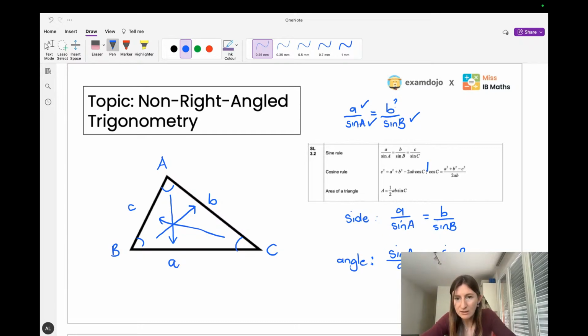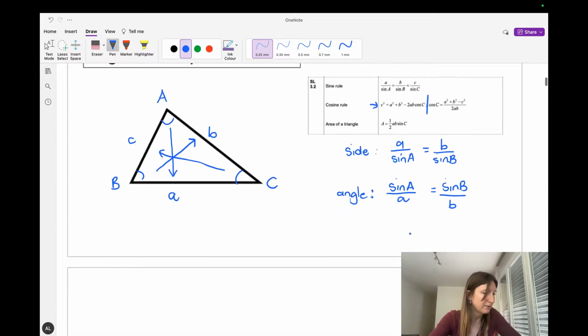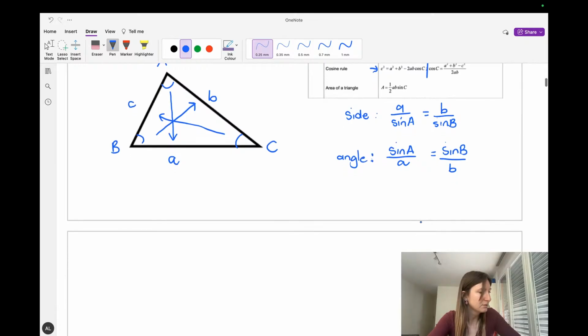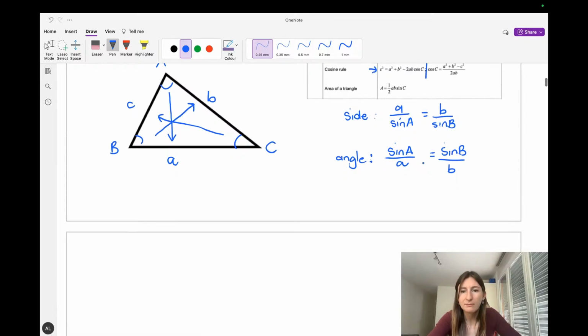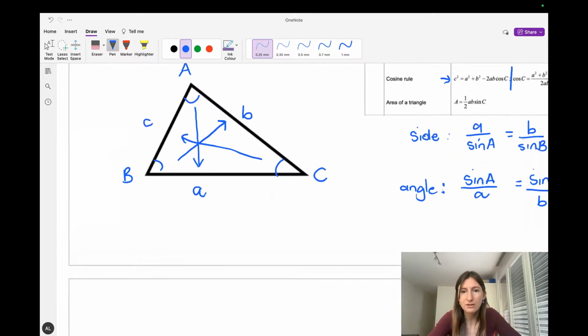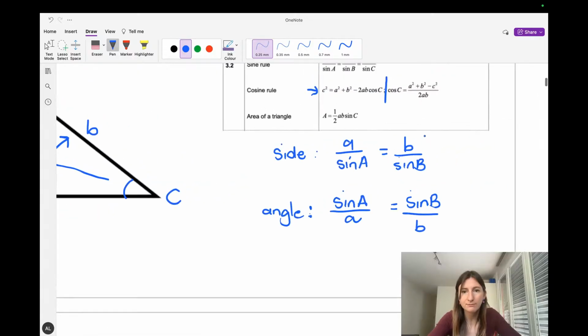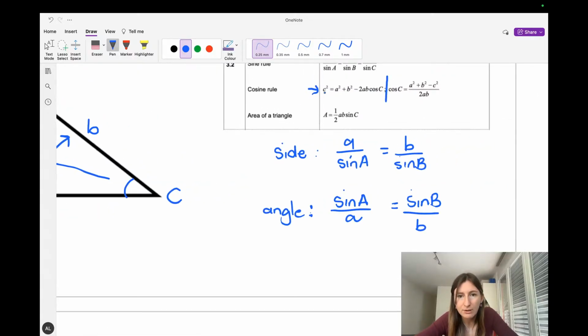Cosine rule, if you can see, there's 2 formulas there. This one has c. Let me just put that up in case you can't see it because of my video. Let's do it like that. So for the cosine rule, zoom in. This one with c squared, that's when you want to find a side.